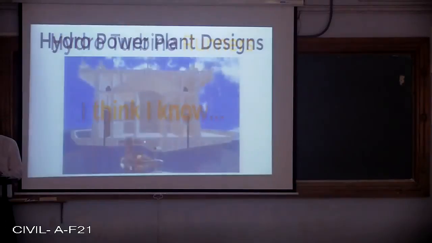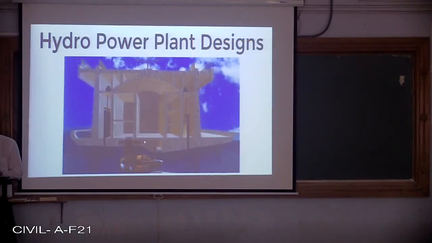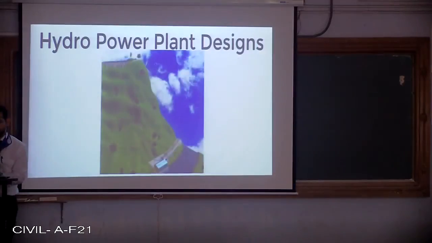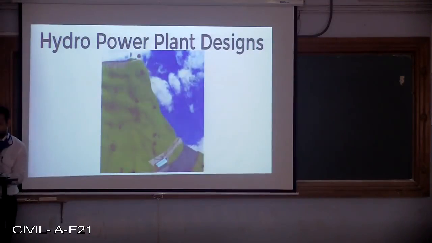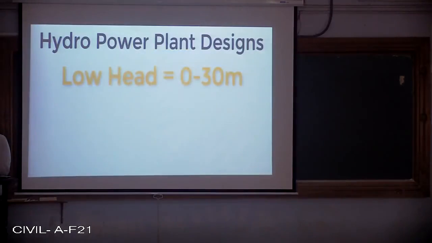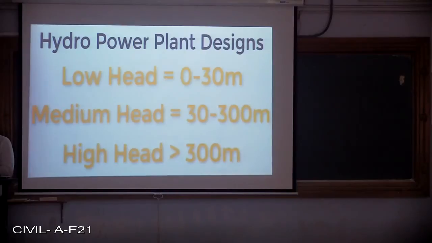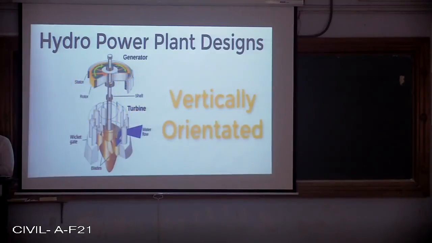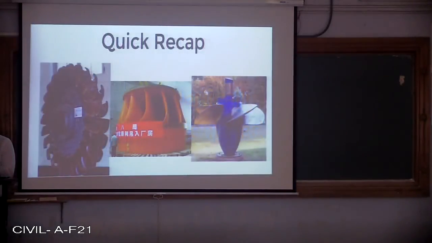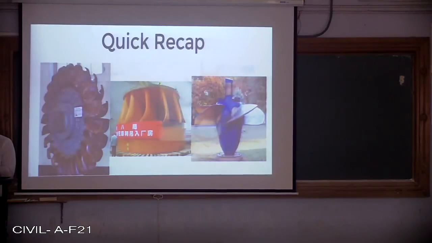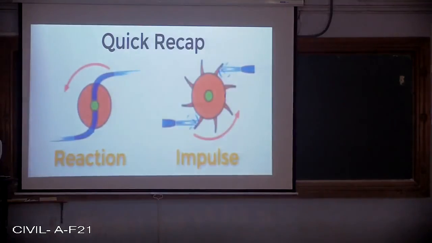Anyway, carry on. Hydroelectric turbines are also classified by not just their design or operating conditions, but also by the head. Low head would be, for example, up to 30 meters, so 0 to 30 meters. Medium head would be 30 to approximately 300 meters, and a high head would be anything above approximately 300 meters. You can also classify turbines by their orientation, if they're vertical or horizontal, and by the shape of the water passage through the turbine. So, we've discussed a little bit about each of the main types of hydro turbine, and we also know that they fall into two broad categories, impulse and reaction.